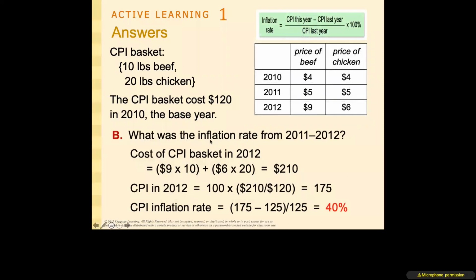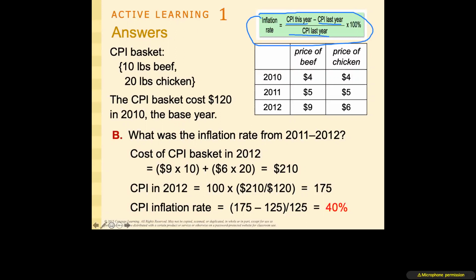So what's the inflation rate? Remember this inflation rate. Does everybody remember the equation? Well, it's right up here for us. It is the CPI of this year minus the CPI of last year divided by the CPI of last year.